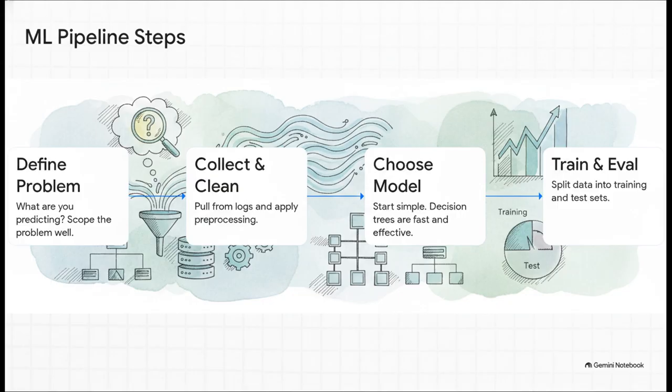So, how are these models actually built and deployed? Honestly, just think of the ML lifecycle like a standard IT runbook. Step 1, define the problem. What exactly are we trying to predict? Step 2, collect and clean the data from your monitoring tools and CMDBs. Step 3, choose a model. Start simple. Decision trees are incredibly fast and effective. And Step 4, train the model on historical data and evaluate its accuracy. See, it's a structured, highly logical process.